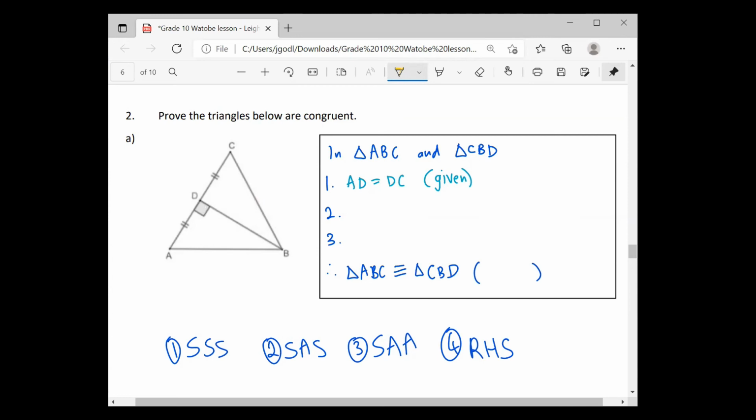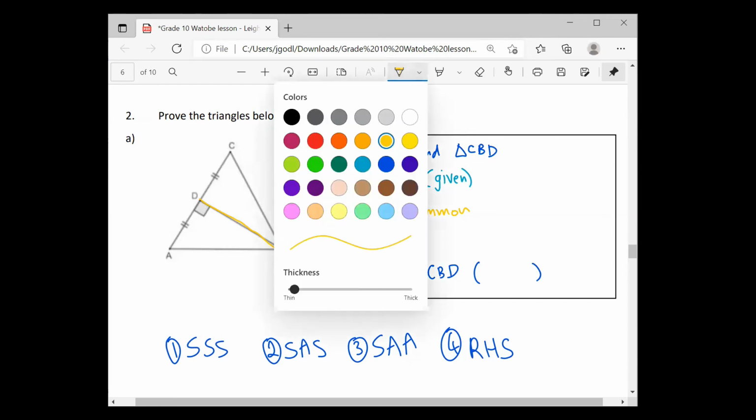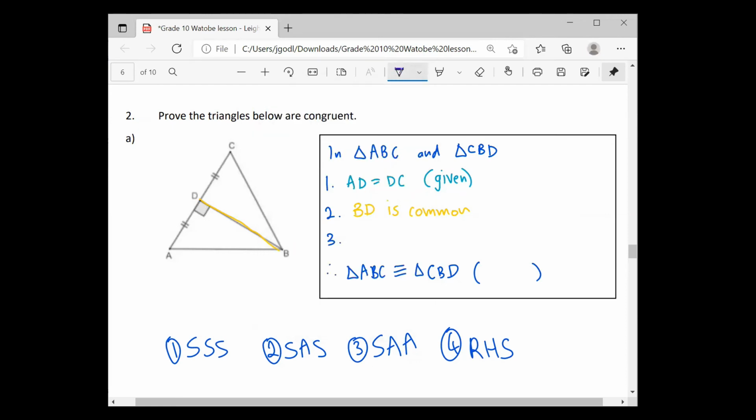Ma'am, I also said number 3, I said BD is common. Beautiful. Okay, so I'm going to make that my reason too. So BD is common. Excellent. So those of you who are feeling stressed with the common line, it means it's part of both. So yes, it definitely is safe to say that they're common. That's cool. Now, we've got 2 reasons so far, and we need our third reason.